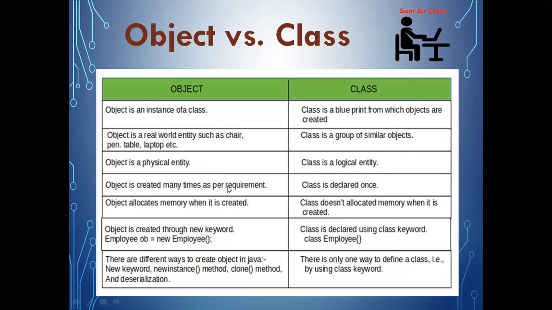An object is created many times as per the requirement. A class is declared only once. From that class, any number of objects can be created. An object allocates memory when it is created, but a class doesn't allocate memory, as we have discussed that whenever you are defining a class, not a single bit of memory will be allocated. If you are defining an Employee class, then the object will be created like this. And when class Employee is defined, you have to use only the keyword class. And the last point, different types of methods are there to create objects, which we'll discuss in future, but for a class there is a single way, by defining it with the class keyword.